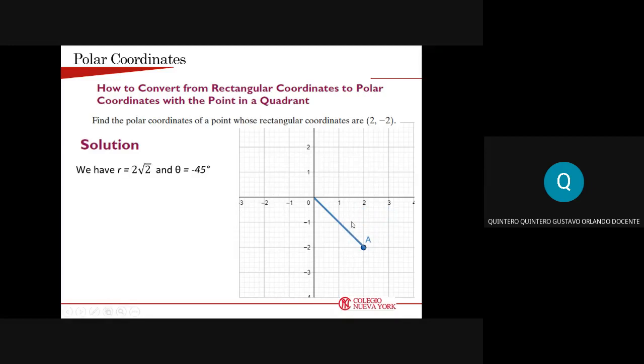Ah, by the way, this is how you write the answer, right? The first for the radius and then the second for the angle. 2 square root of 2, comma, negative 45. You could also have said this is 2.8, comma, negative 45 degrees. Both are correct. Remember, you can round this, right? Both are correct.